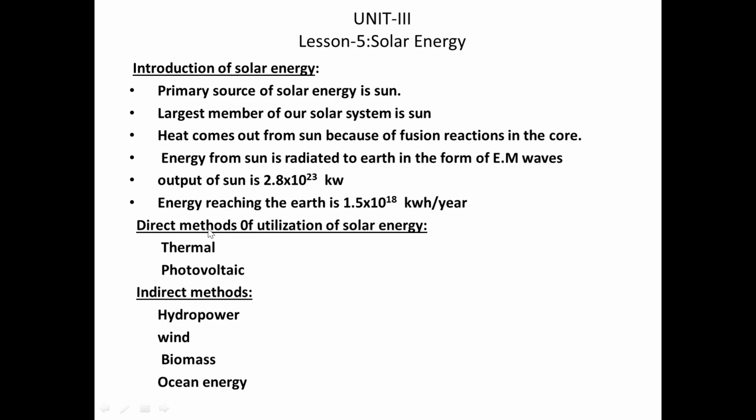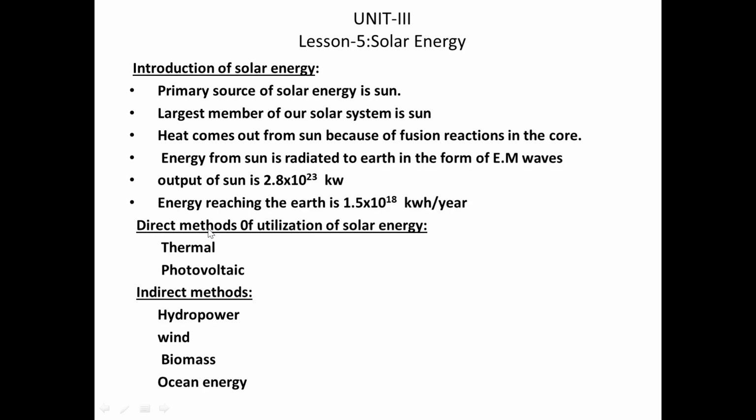And the energy reaching the earth: the complete output of the sun cannot reach the earth. There are some obstructions, and some solar energy is radiated and diffused. So only some part of the energy emitted by the sun reaches the earth. Generally, the energy reaching the earth is nearly 1.5 × 10^18 kilowatt hours per year, taken as an average. So this is the introduction to solar energy.